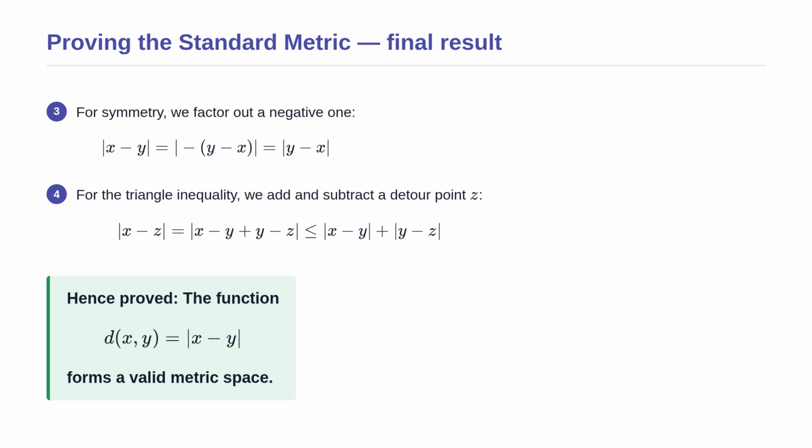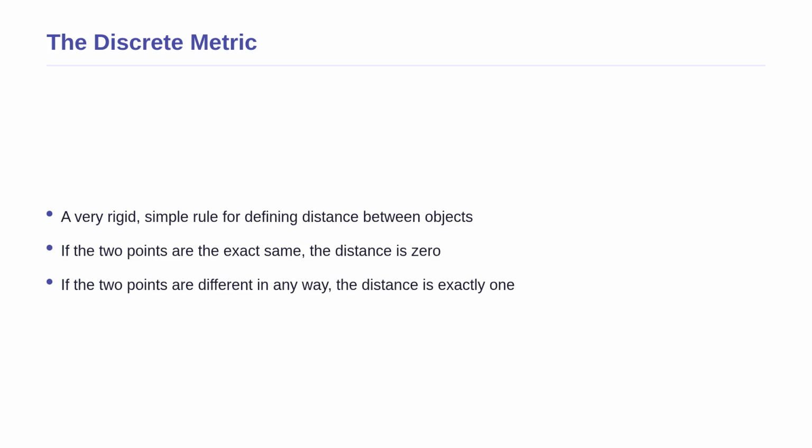Finally, by cleverly adding and subtracting the detour point inside the absolute value, we do not change the overall value. We can then use the standard property of absolute values to split the expression apart. This mathematical trick proves the triangle inequality holds true, confirming that the real numbers equipped with this distance function form a perfectly valid metric space. So, we have proven that the standard metric holds.